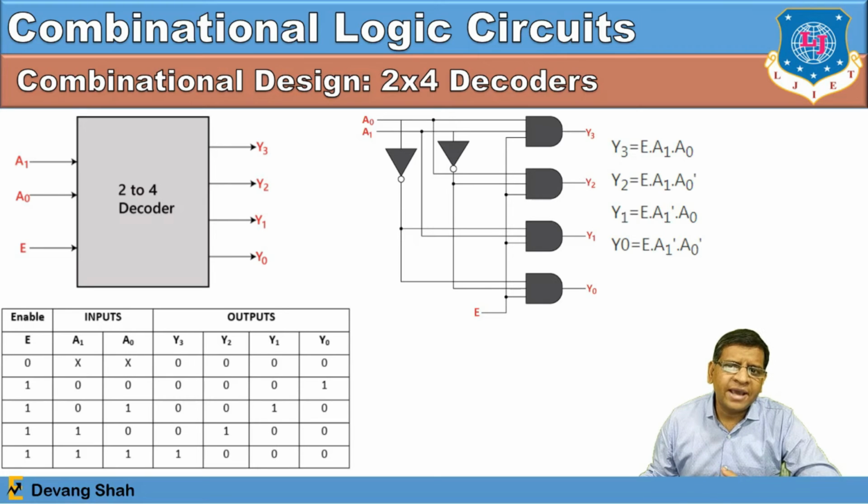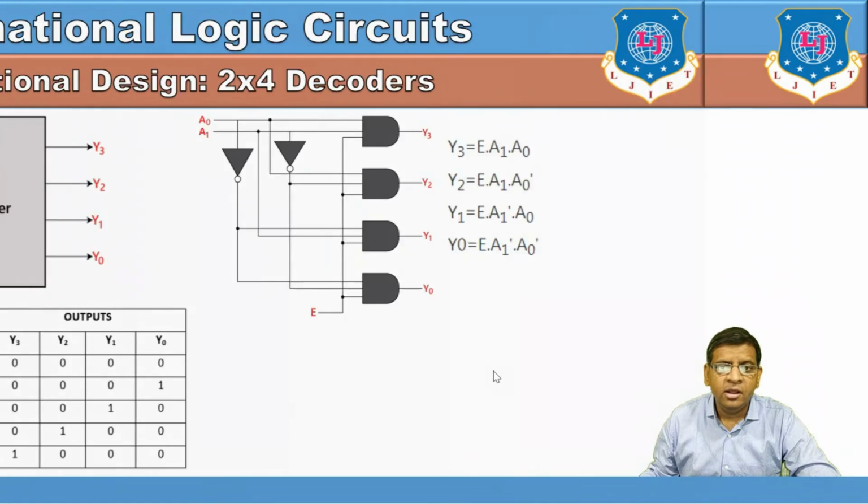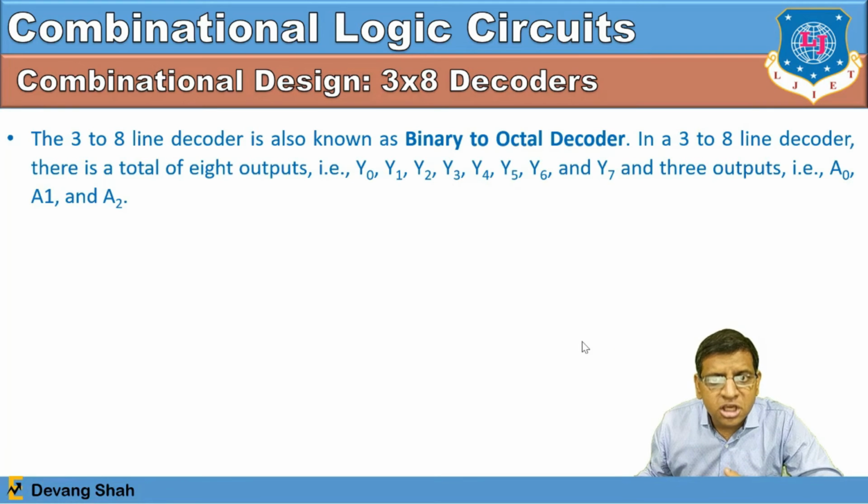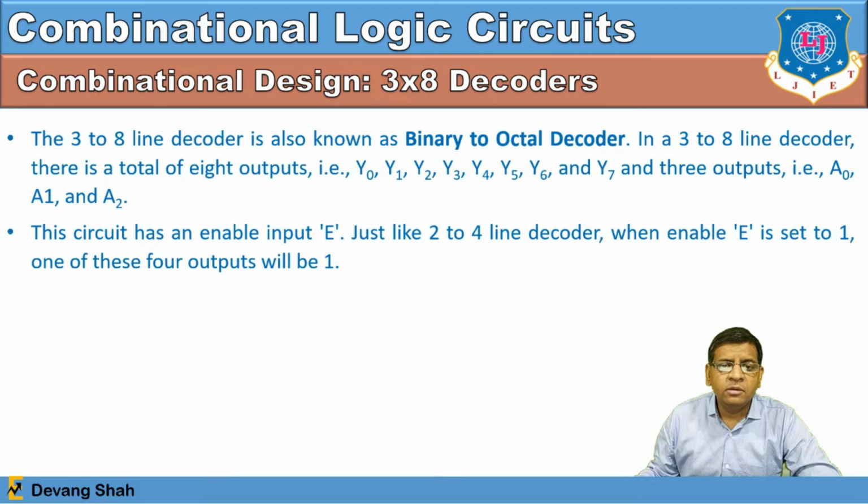So Y3 corresponds to 1 1, Y2 corresponds to 1 0, Y1 corresponds to 0 1, and Y0 corresponds to 0 0. In that way, you can have a complete stream, and from that you can design a 3 cross 8 decoder by taking 3 digital inputs and 8 digital outputs, right?